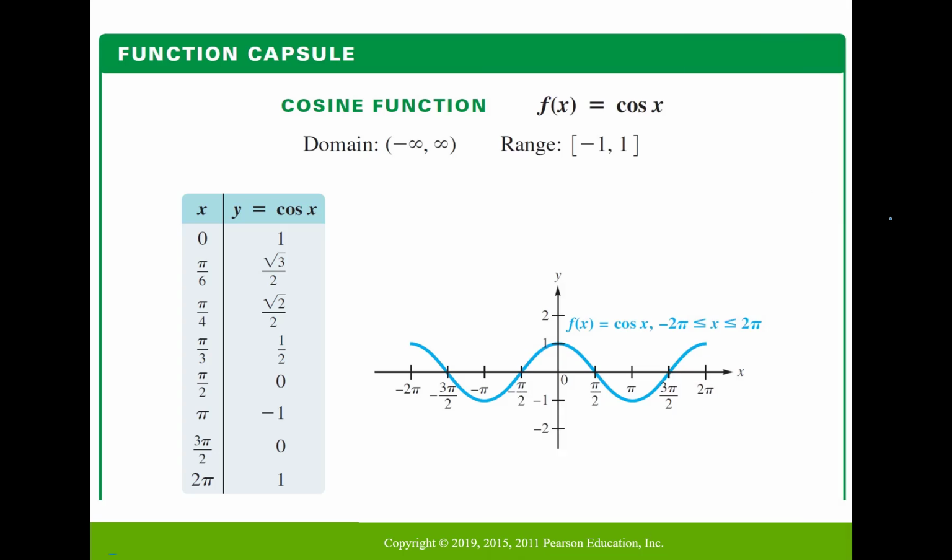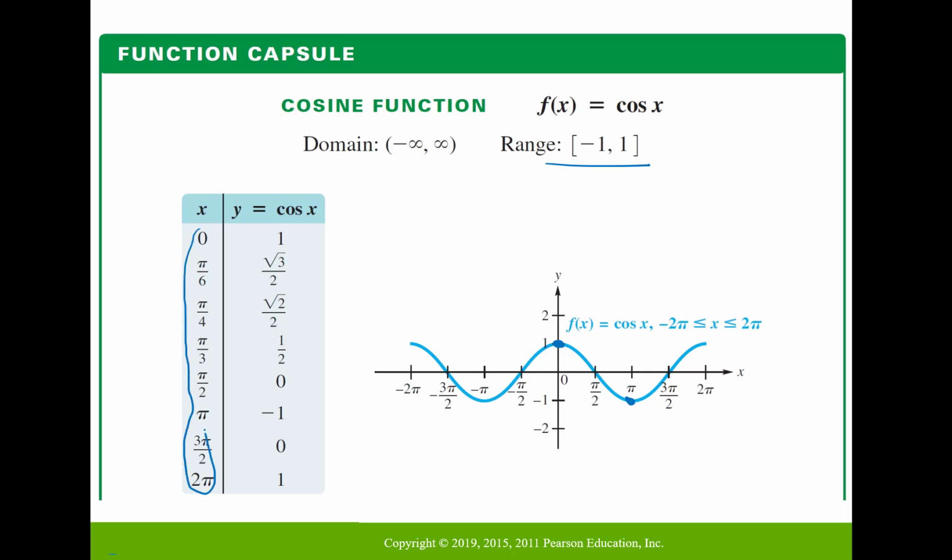So cosine, notice it looks very, very similar to our sine wave. The difference is where the wave shape starts. For cosine, cosine of 0 is 1, so we actually start up here at 1. The range is still -1 to 1, the highest is 1, and the lowest we go on this graph is down to -1.